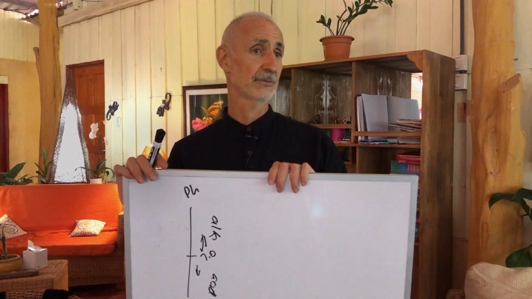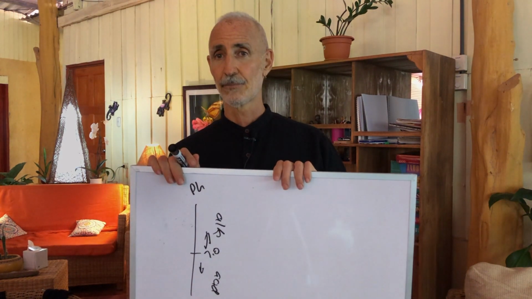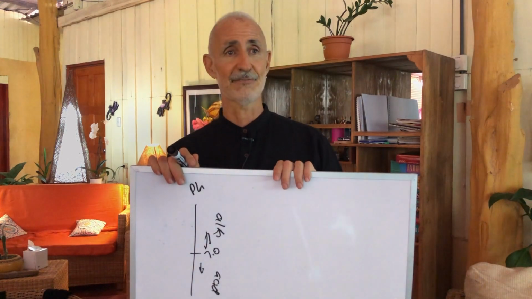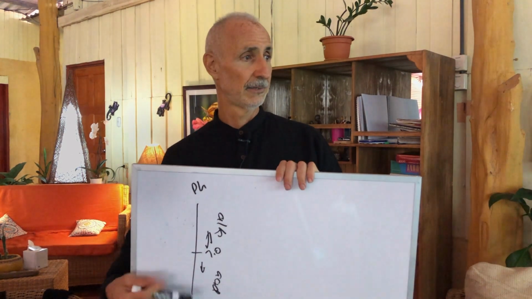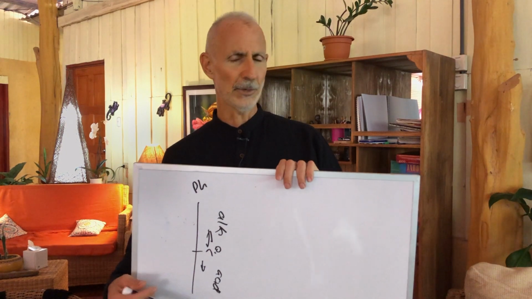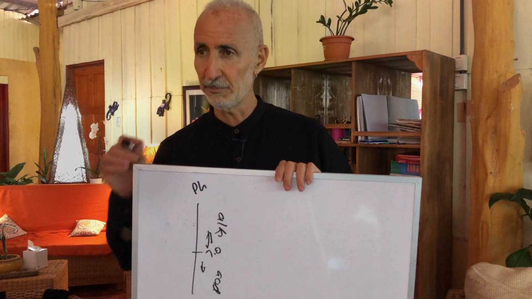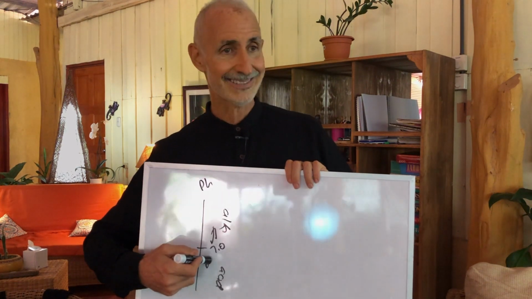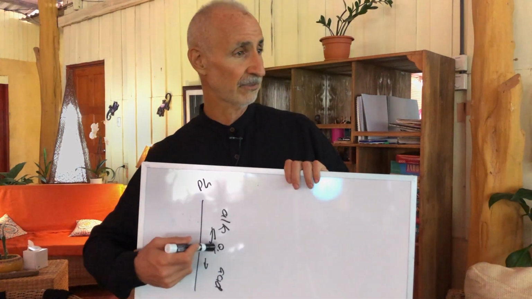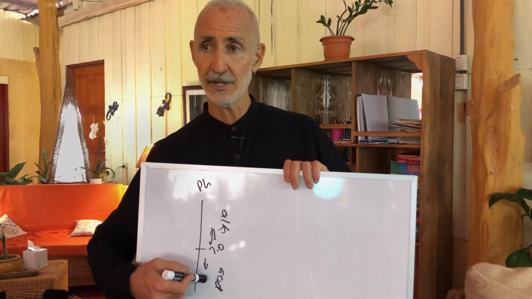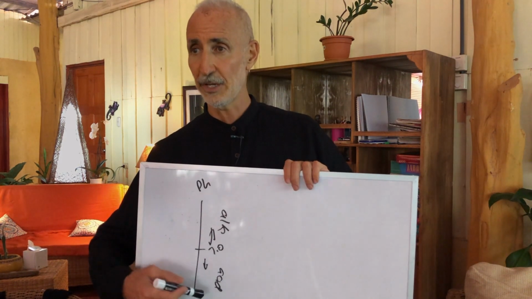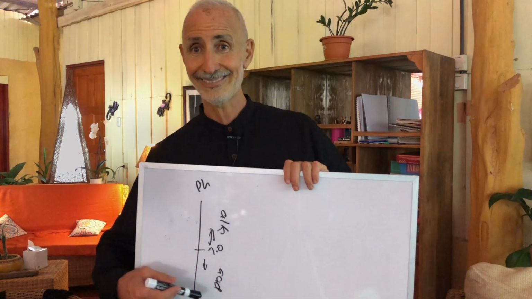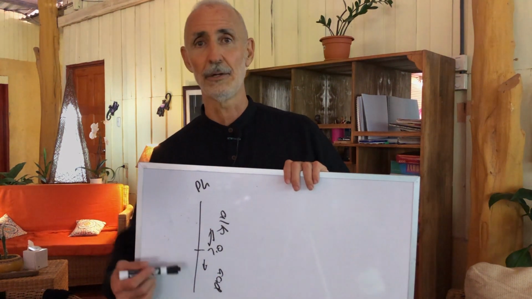So oranges: pH 3, 3.5. That's pretty acidic. By the way, this is a logarithmic scale. What that means is that pH 6 is 10 times more acidic than pH 7, pH 5 is 100 times more acidic than pH 7, pH 4 is 1,000 times more acidic, and pH 3 is 10,000 times more acidic than water.